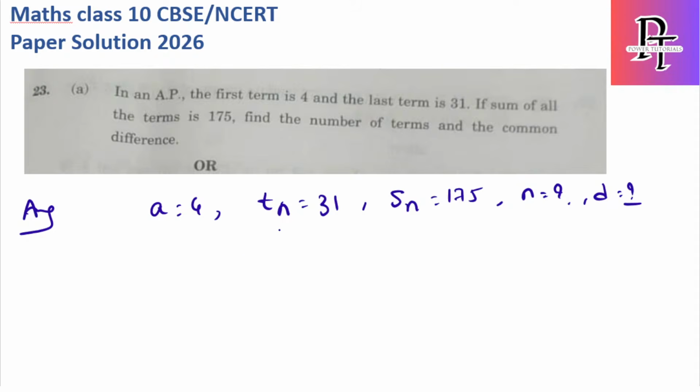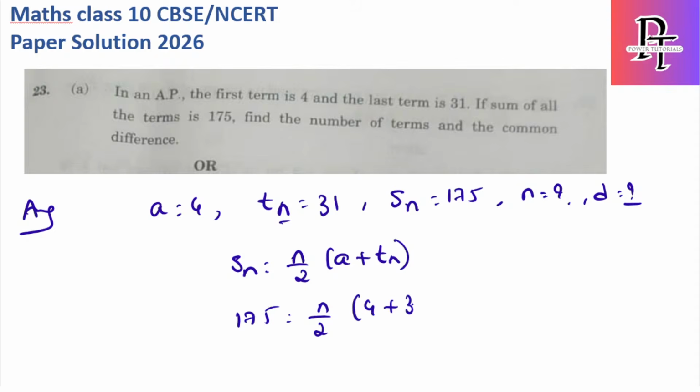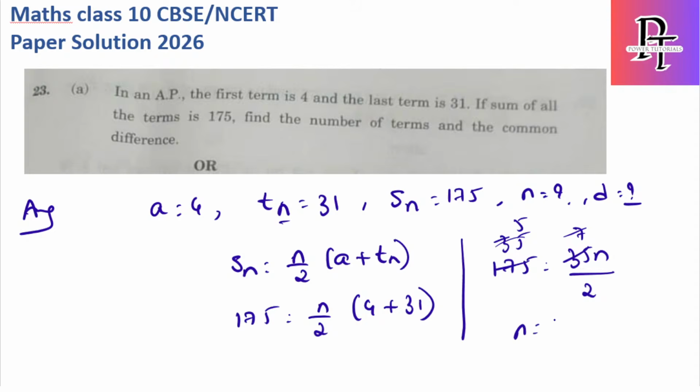Okay, so if you know the last term, then we can simply use the Sn formula, which is n by 2 into a plus Tn, or last term. So the Sn value they have provided is 175. The n value we need to find: n by 2 into a value, which is 4, plus Tn value, which is 31. So the next step I can write as 175 is equal to 35n by 2. So 5 7s are 35, 5 3s are 15, 5 5s are 25, 7 1s are 7, 5. So we got the n value as 10.